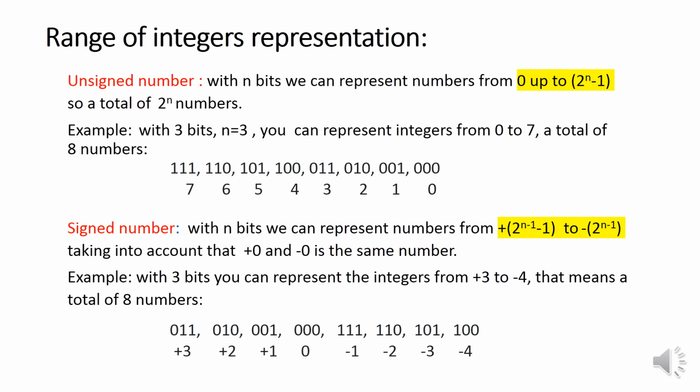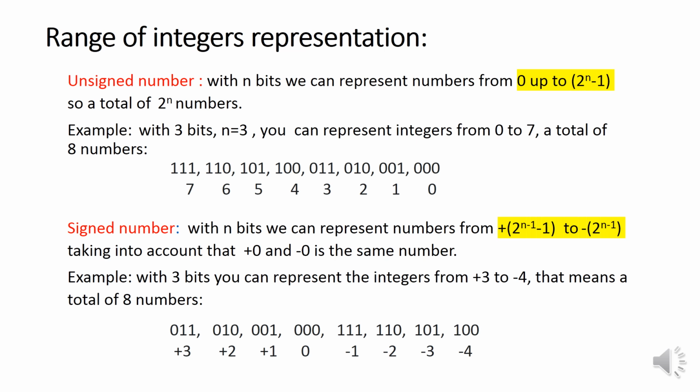In the signed number representation, that means numbers with a positive or negative sign, we can represent numbers from plus 2 to the n minus 1 to minus 2 to the n minus 1, taking into account that plus 0 and minus 0 is the same number. Example, with 3 bits you can represent the integers from plus 3 to minus 4. These are the binary numbers.